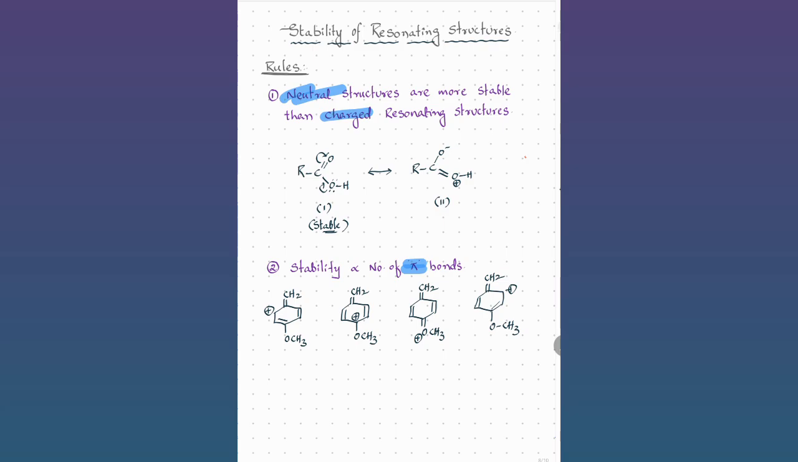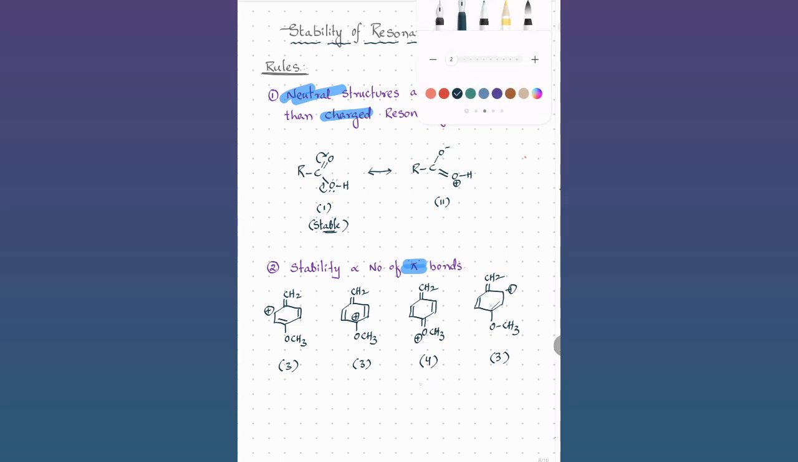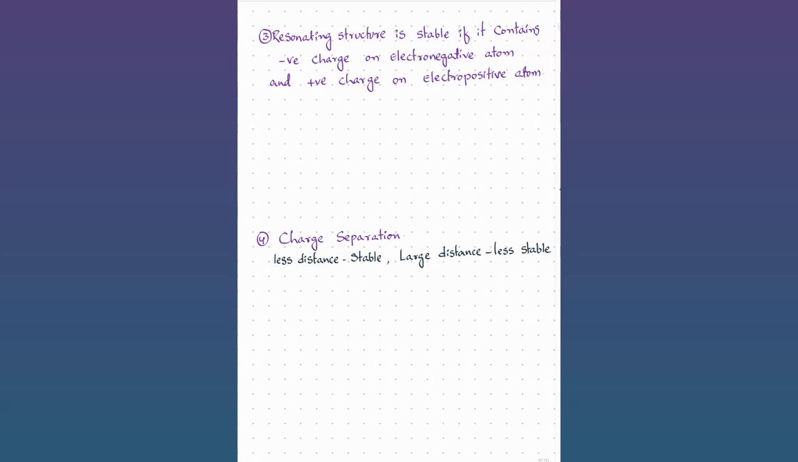In the first structure we have 3 pi bonds, in the second structure 3 pi bonds, in the third structure 4 pi bonds, and in the last structure 3 pi bonds. Once we calculate the pi bonds, stability is directly proportional. Now tell me which is more stable. Yes, the third structure is more stable because it has more pi bonds. This is the second rule, right?